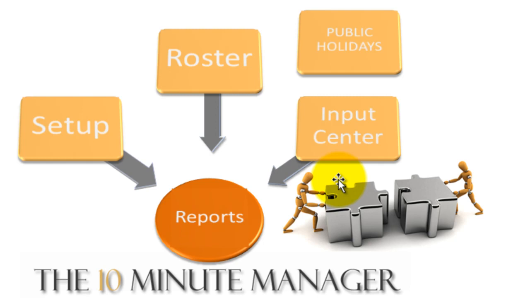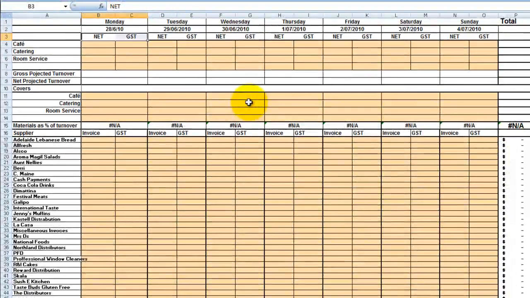A good place to start before we set up our roster is our input center, where we will calculate projected turnover for the week. So on Monday, let's assume that we'll be turning over $2,000 for the day. Now that is a net amount, so we're only entering the net amounts in at this stage. So let's say we'll be doing 2,000 Monday through to Sunday each day.